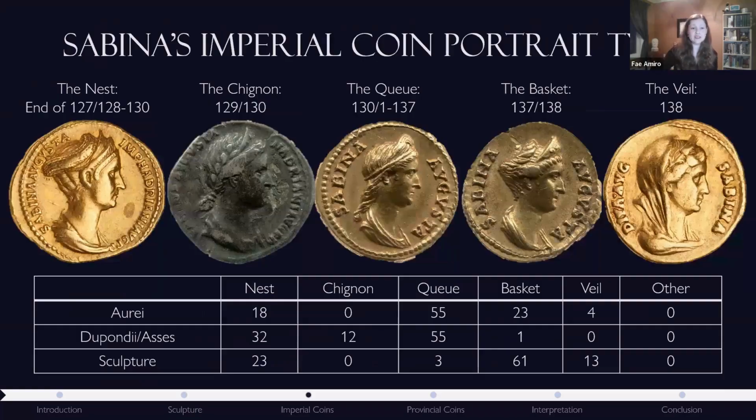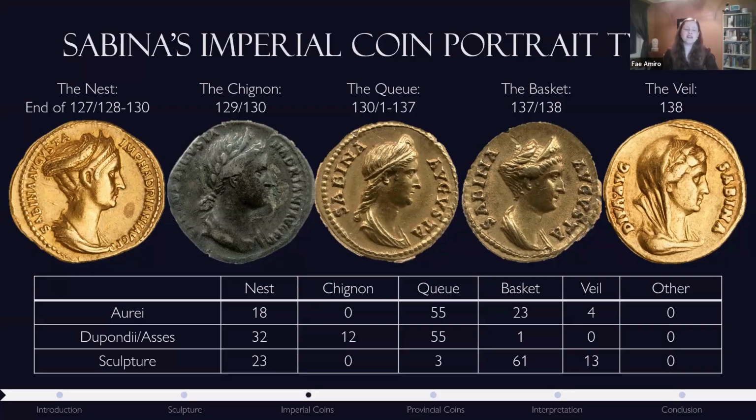Moving on to look at the imperial coins, we have, as you can see, a completely different picture when it comes to typological distribution in numbers. So first of all, we have 5 total types. The knot does not appear, as was mentioned, and we have a different type that was not on the sculpture, which is the chignon, which you can see as that second one there. It does not appear on the gold. That's why it is a different type of coin than the others. But you can see the chronology.